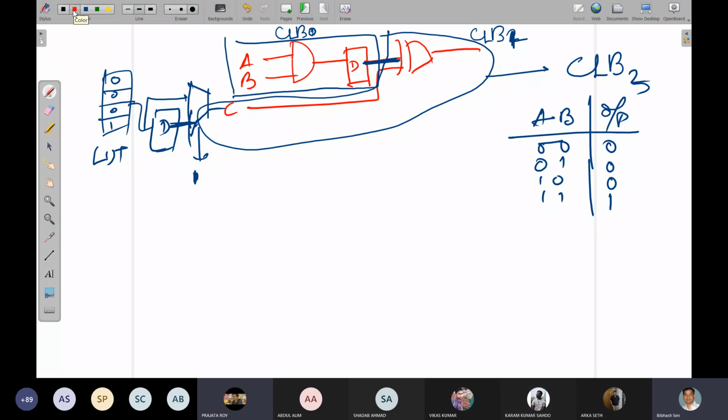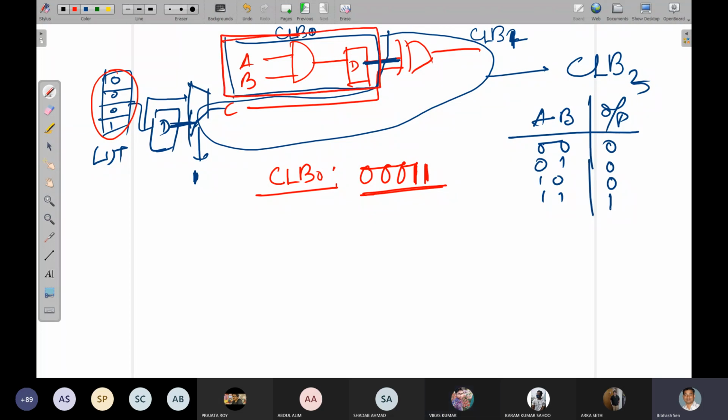Okay. So what is the CLB0's input? CLB0 input will be the LUT, what is it? 1 is the LUT, 0 0 1 1, 1 1. Very good, last one. Now it is CLB0. So the functionality for this one is implemented.